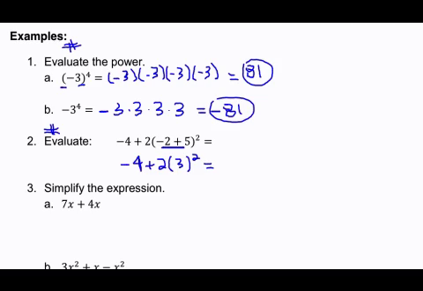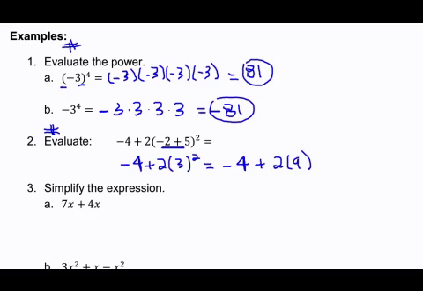The next thing that we are looking for is exponents. We do have an exponent here. Remember, the exponent is applied to whatever's right in front of it, or the base. So this is going to be 3 squared, which is 3 times 3, which is 9. Negative 4 plus 2 times 9.